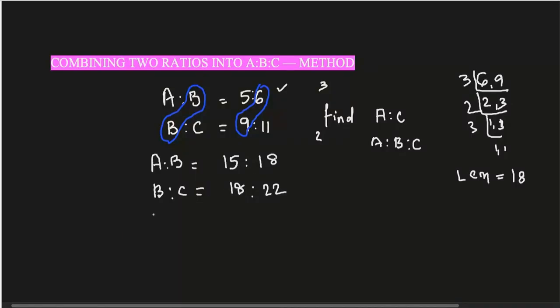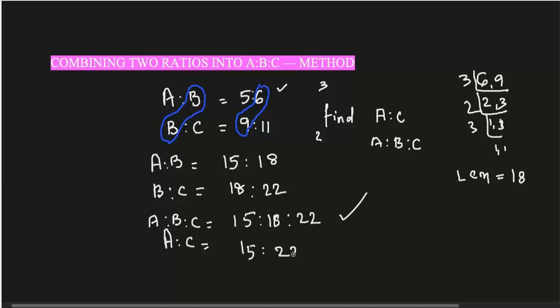Here now we can directly compare. A is to B is to C will be 15 is to 18 is to 22, and A is to C, you know very well, A is to C is 15 is to 22. Got it? Here we have to make this B same number. That is very important, by multiplying by a number so that the LCM of both should come. Got it? This is clear, right?